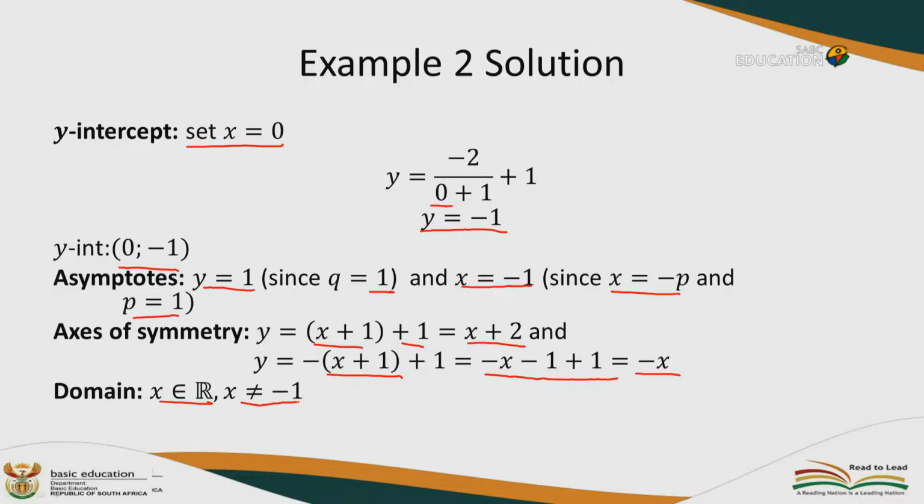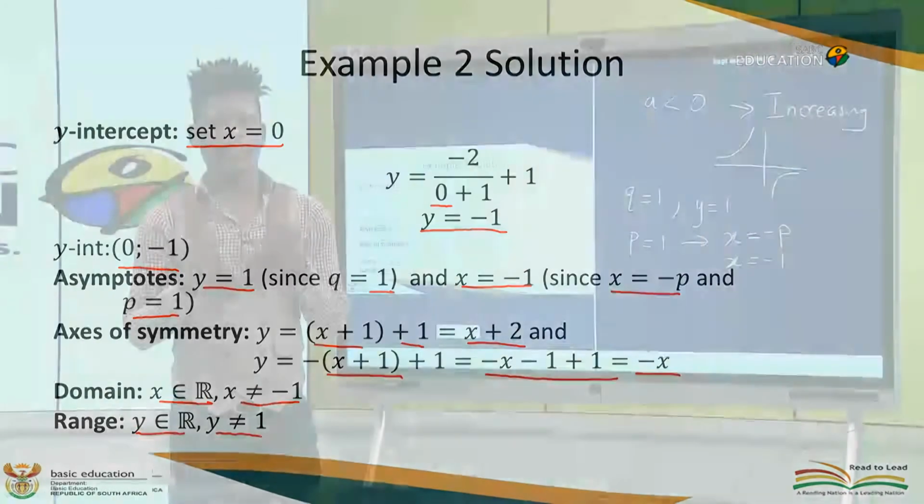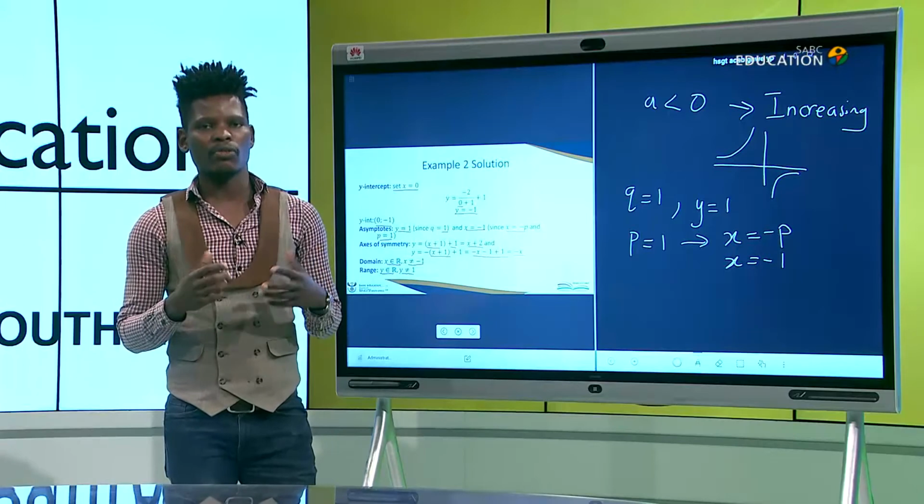All right, our domain is going to be x an element of all real numbers, except where we have our vertical asymptote. So it means that x should not be equal to negative 1. And our range will be y an element of all real numbers, except where you have the horizontal asymptote, meaning that y should not be equal to 1. So that is in essence all the important details that we need in order for us to plot our graph.